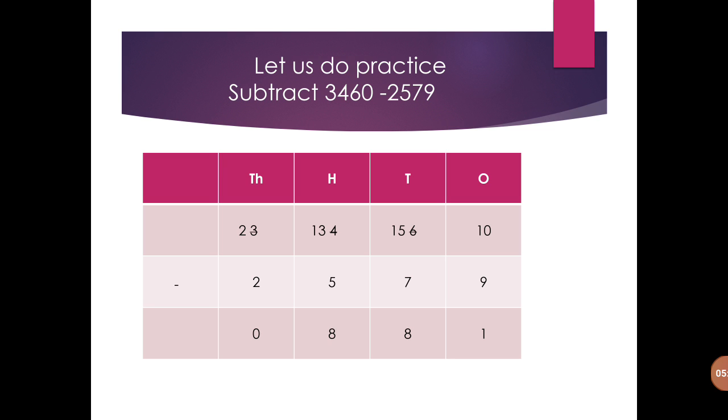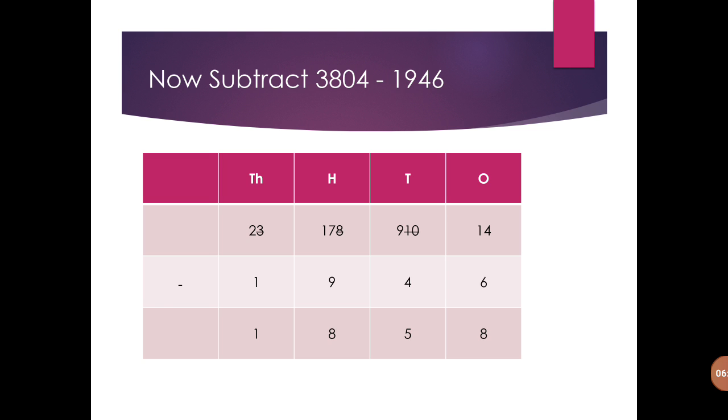15 minus 7 is 8, and how many are left in the hundreds column? 3 is left. So again we cannot take away 5 from the 300. We have to take 1 from the thousands column and it becomes 1300. 13 minus 5 is 8. Now 2 minus 2 is 0. The difference is 881.